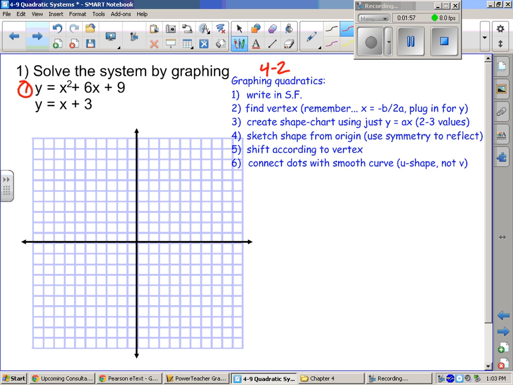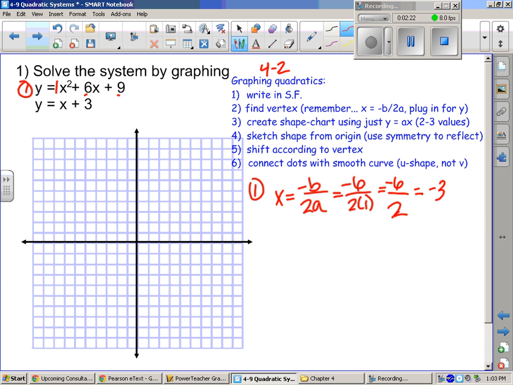So this first equation, the a value is 1, the b value is 6, and the c value is 9. The first thing I want to do is find the vertex. So I'm in equation 1 and I'm finding the vertex. To do that, you need to use opposite of b over 2a. So it's negative 6 over 2 times 1, which is negative 6 over 2, which is negative 3.